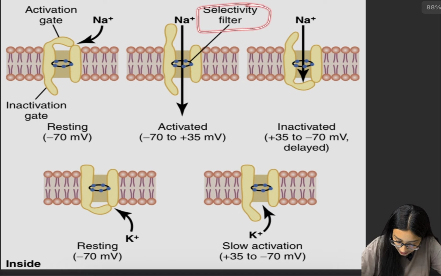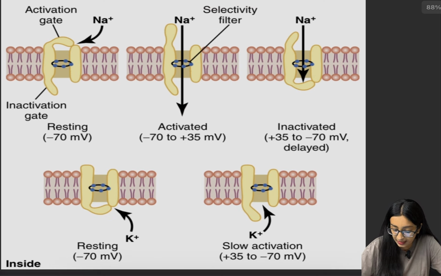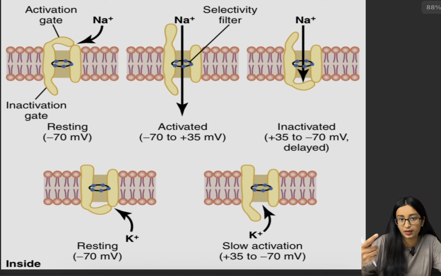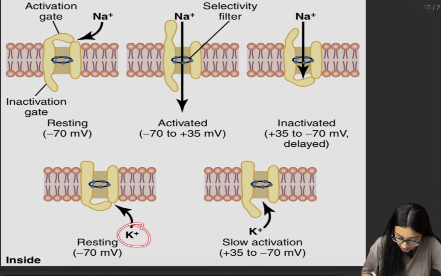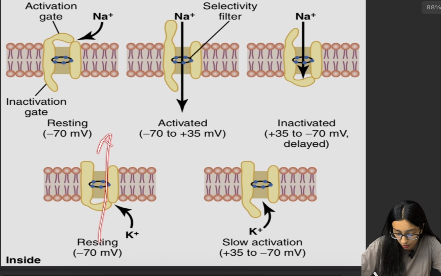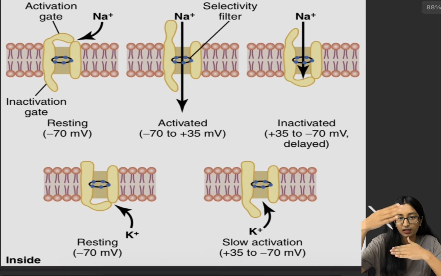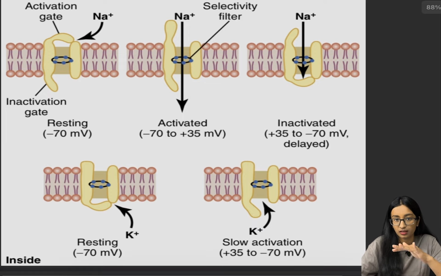Here, because of the selectivity filter, the sodium will come in, and within milliseconds the sodium channels will close by the inactivation gate. When the inactivation gate is closing, the potential goes from the depolarized state to the repolarized state. Over here we have the potassium, where there is one gate. When the sodium cannot come in, the potassium will go out. That is when the repolarization state starts.